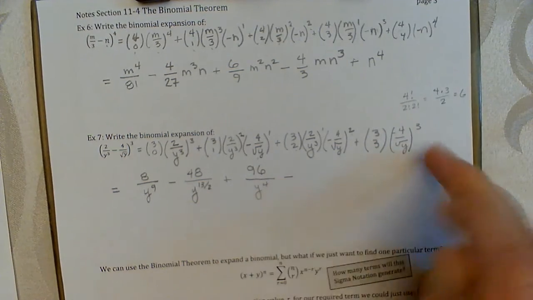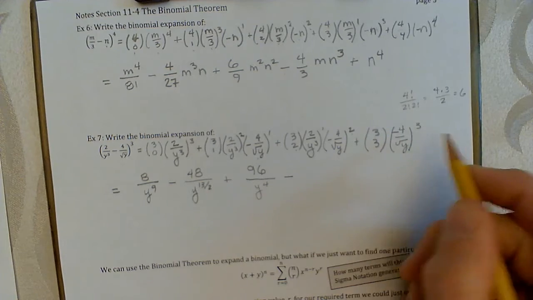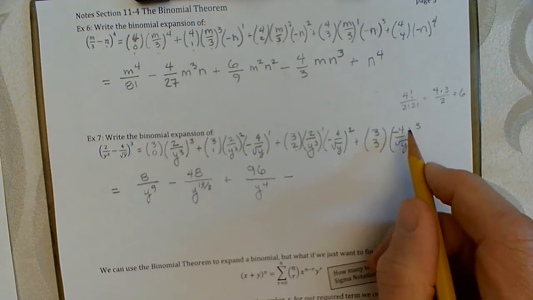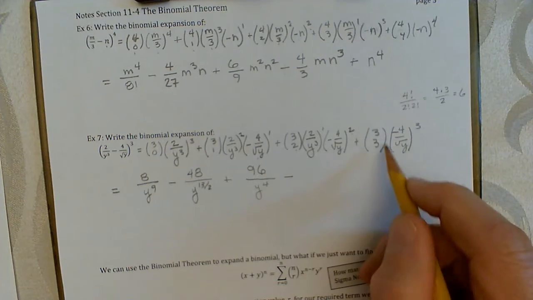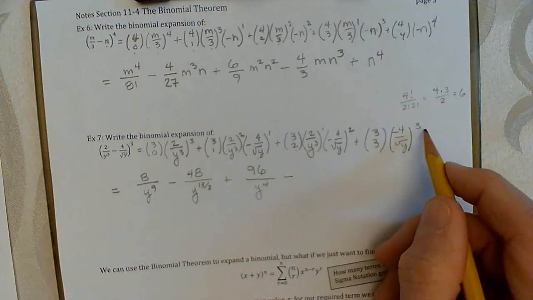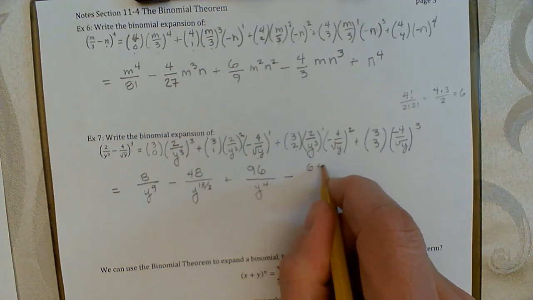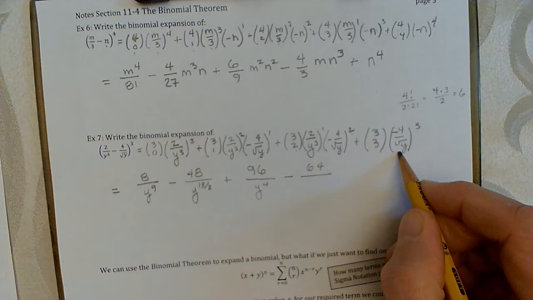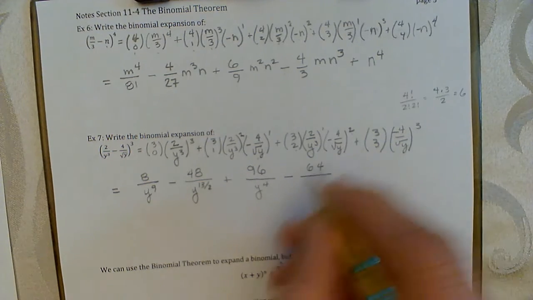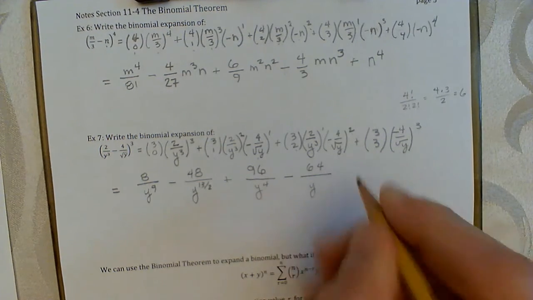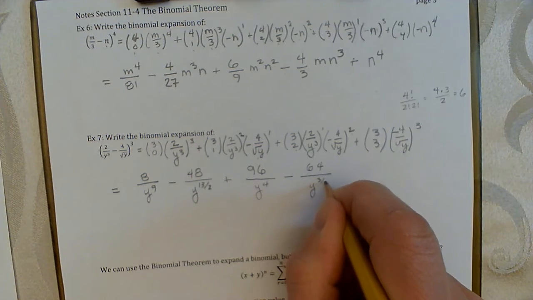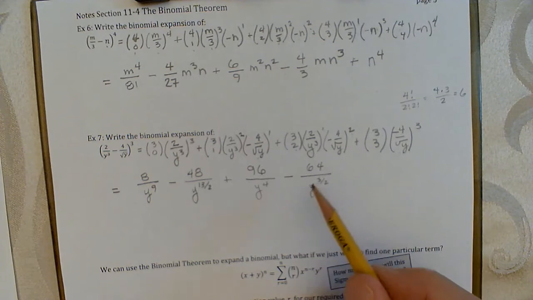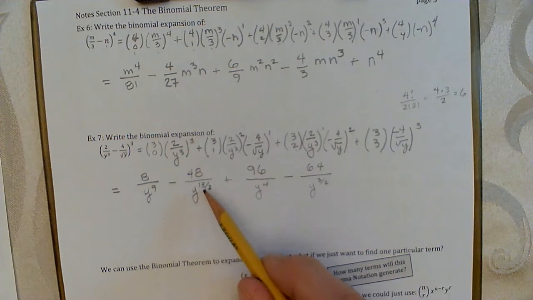Okay, and then the last term is going to be negative because this negative here is being raised to the third power. So this is 1, so we can just ignore that. So 4 to the third, that's 64. And then this here, this is y to the 1/2 cubed. This is going to be y to the 3/2 downstairs.